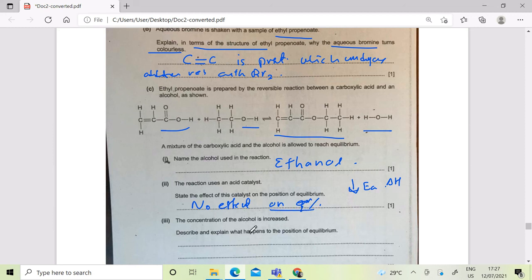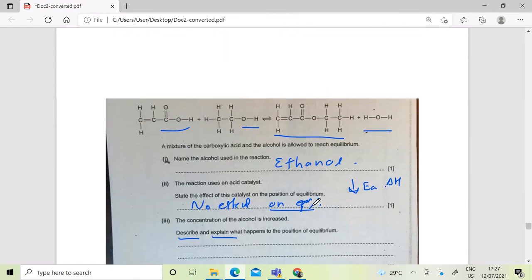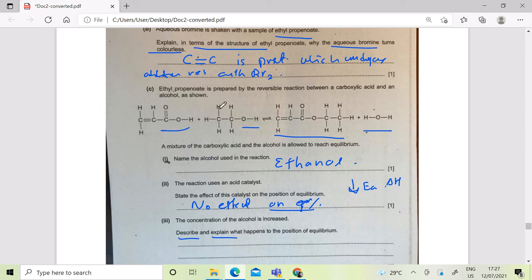Part 3. The concentration of the alcohol is increased. This is an equilibrium reaction. If you increase the alcohol concentration, describe and explain what happens to the position of equilibrium. The system wants to decrease it. According to the Le Chatelier principle, it wants to decrease the concentration. To decrease it, the equilibrium position shifts to the right hand side, because the added amount should be decreased quickly. The reaction is happening towards this side.